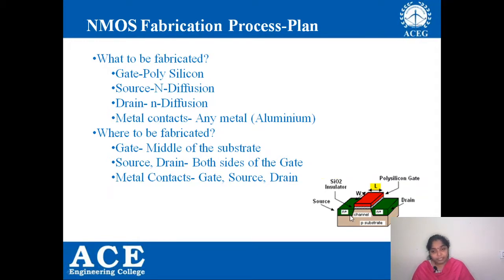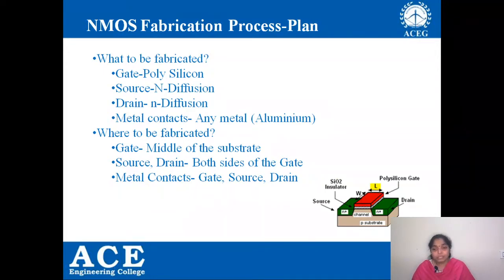if we want to fabricate a transistor, what material are you going to use for the gate? So for the gate we require polysilicon, and we require the source with N diffusion, if it is an NMOS transistor, right? So the drain also with N diffusion, and metal contacts. For all of these, gate, source, drain, we must have metal contacts, in order to connect to external devices, right? So all these metal contacts may be fabricated with any type of metal. In general the metal may be aluminum, okay?